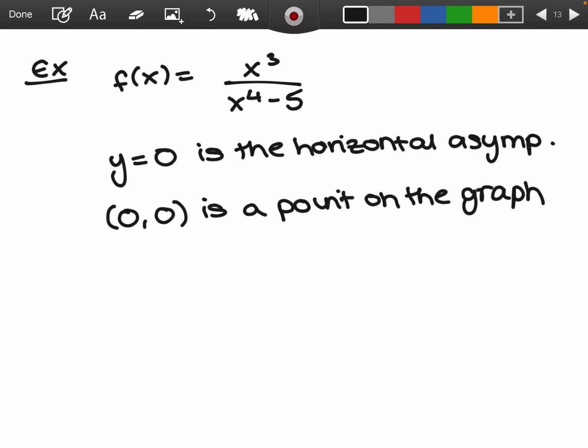You won't find that a function will hang out on a horizontal asymptote. As x gets bigger, both positive and negative, you'll find that it will go closer and closer and closer to that asymptote, but won't actually touch it. It may just touch it at random points like we see here with the origin.